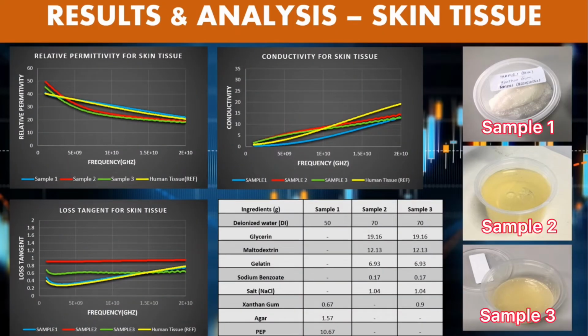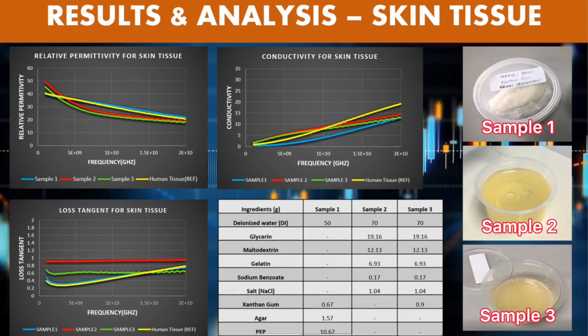The next part is the result and analysis. For your information, the yellow line in the graph is referring to real human tissue data. I will start with the skin tissue. As you can see on the first graph, it shows frequency versus relative permittivity. Overall, all the samples show close to perfect to skin for low frequency and also high frequency.